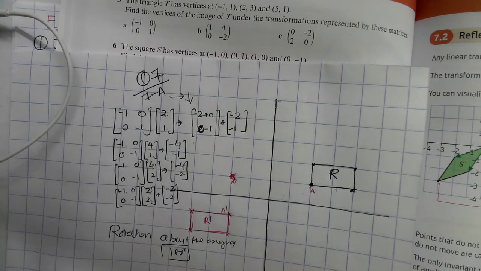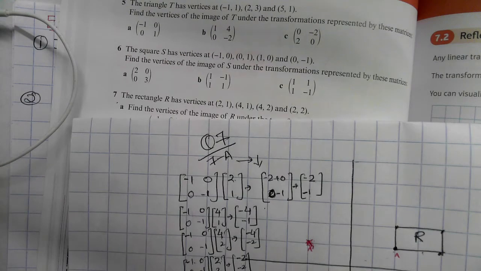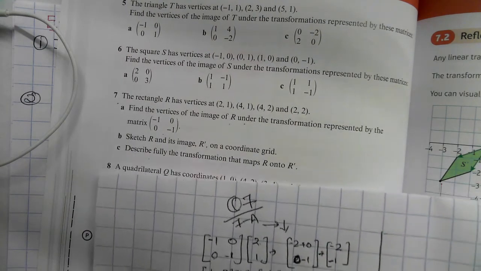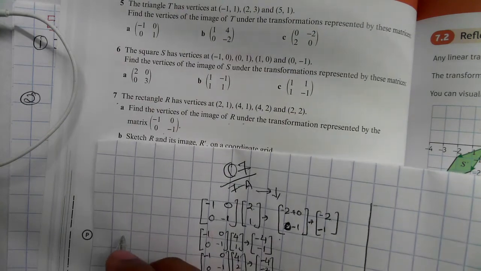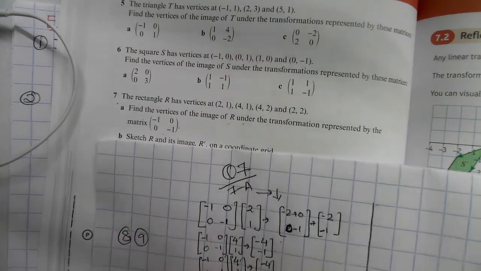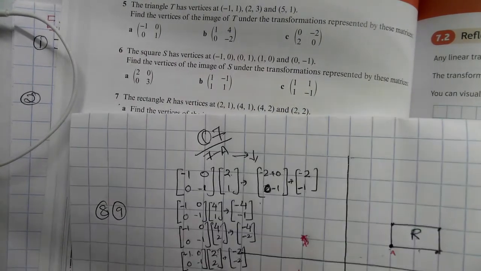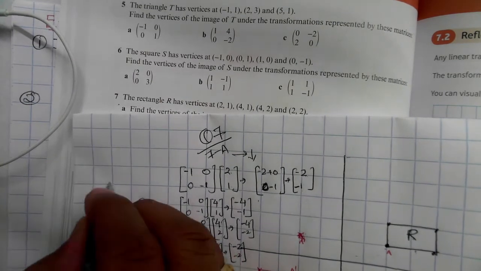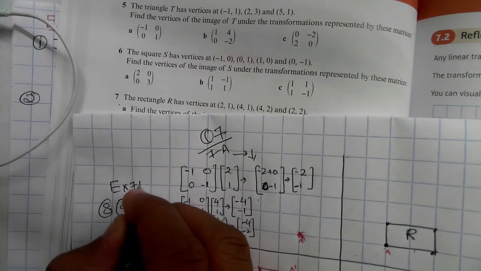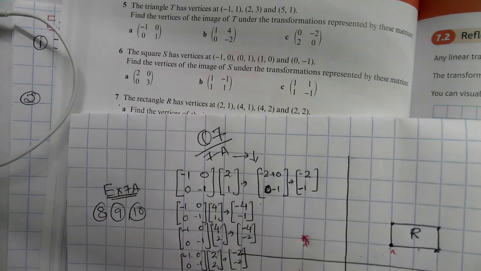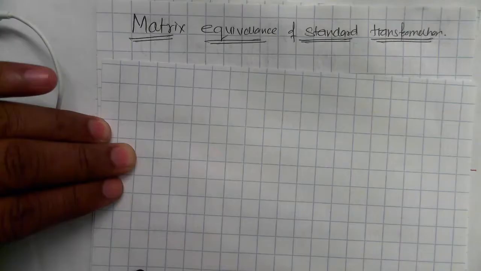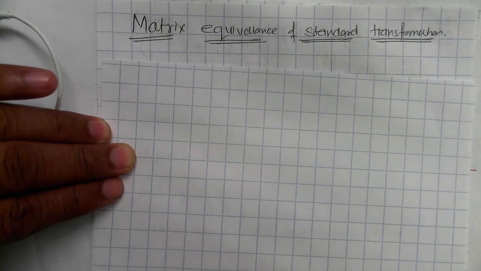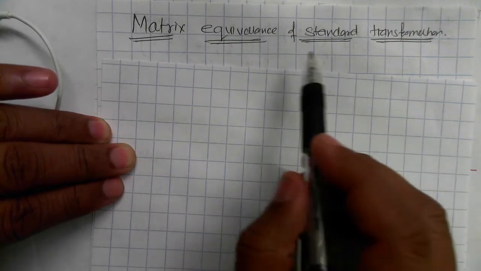All right, guys, that's one of the questions of the exercise. So with that information, you can do question number 8, 9, 10 of this exercise 7a, and then we move on to exercise 7b now. All right then, so we're moving on to the next 2 sections, which are 7b and 7c.